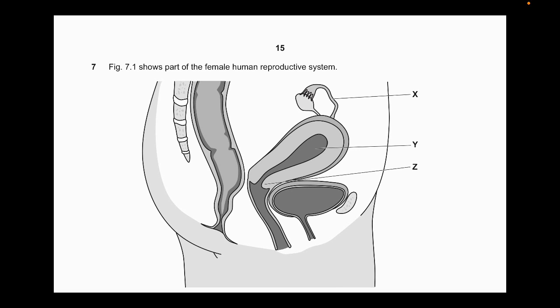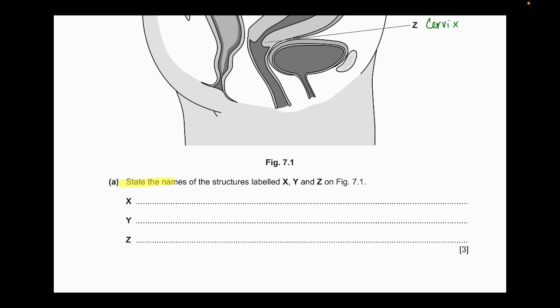Question number 7. Figure 7.1 shows part of the female reproductive system. We can see X, which is the oviduct. All right, so oviduct. We can see Y, which is the uterus. And we can see Z, which is the cervix. The question says state the names of the structures X, Y, Z on Figure 7.1. So guys, X is oviduct, Y is uterus, and Z is cervix. Moving to the next page.